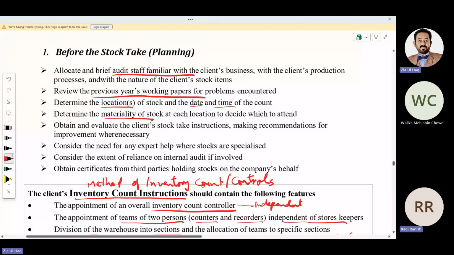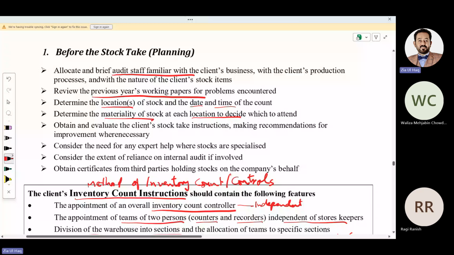Suppose the client's stock is in 50 different locations. We cannot verify inventory count in 50 different locations. What we can do is identify where the material inventory, meaning more inventory, is. So we can attend only those areas where material inventory is there. So we need to identify the materiality of stock in different locations. If the client has warehouses in so many locations, we can attend only those areas where material inventory is.